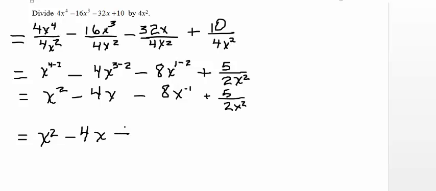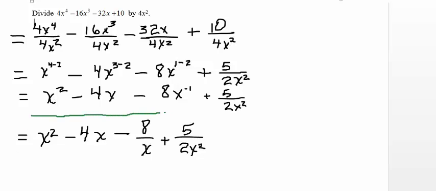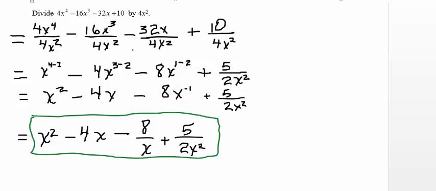Now I don't want negative exponents in my final answer, so I'm going to write 8x to the negative 1 as 8 over x. And notice that would satisfy a simplified final answer. No negative exponents, no zero exponents, no base appearing twice in any of the terms.